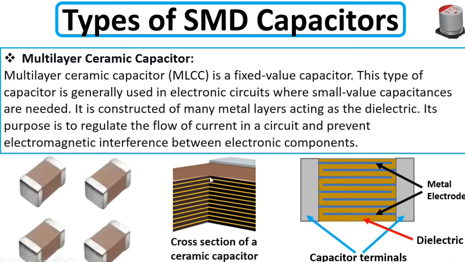Here we have a cross section of a ceramic capacitor. As you can see, it is composed of many layers. The insulation material between layers. Here we have the ceramic capacitor terminals, this is the terminals exactly like this. And of course here, this is the metal electrode, and here this is the dielectric or insulation material.